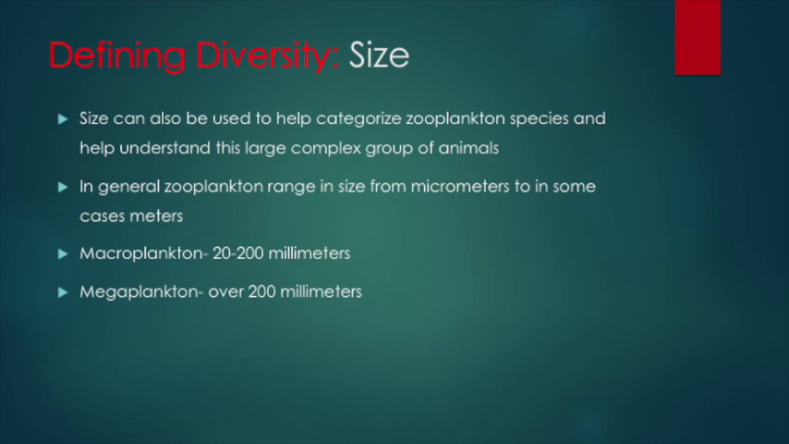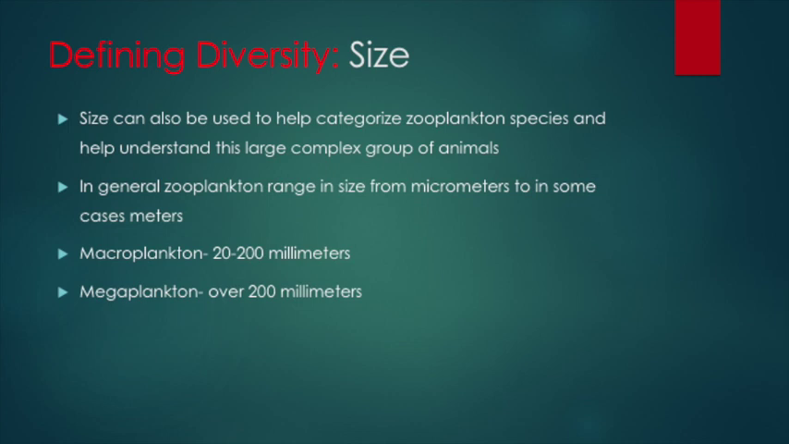So the size of zooplankton can also be used to group species and help map out the whole diversity of zooplankton. And in general, zooplankton range in size from micrometers, really small microscopic organisms, to, in some cases for large jellyfish, multiple meters long. And in this video we will be investigating 2 separate groups.